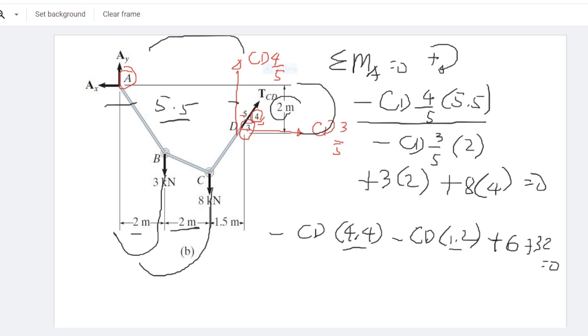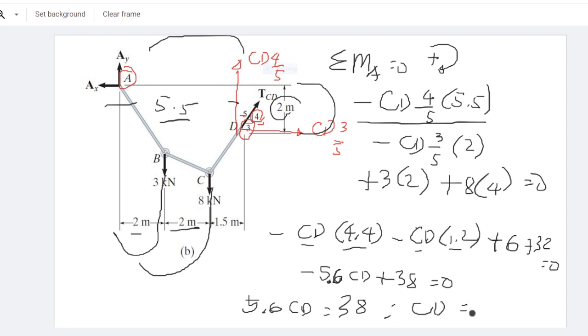I can just add this one and make 8 because they are the same CD and CD, so that would make us negative 5.6 CD, okay, plus 38 equals to 0. So therefore I could say that 5.6 CD, if I'm going to move it to the right, or we can just write as well like this. We divide both sides by 5.6, then CD is equal to 6.79 kilonewton.